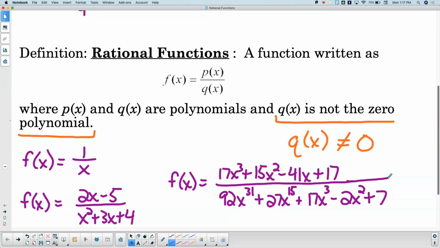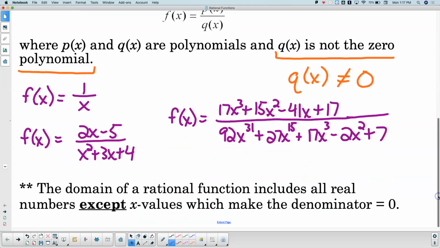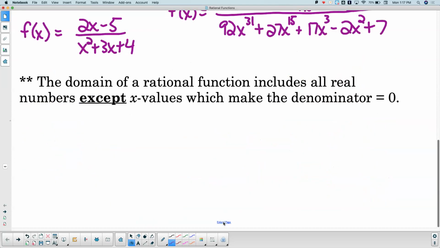What we're going to be talking about first is the domain of whatever function it is. The domain of a rational function includes all real numbers except those that make the denominator equal to 0.